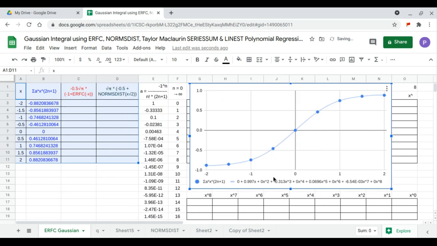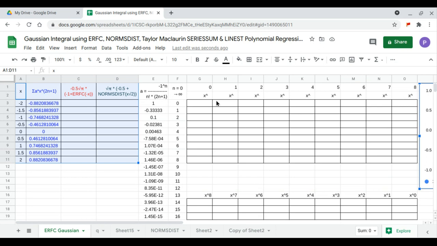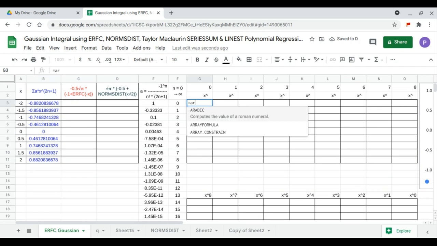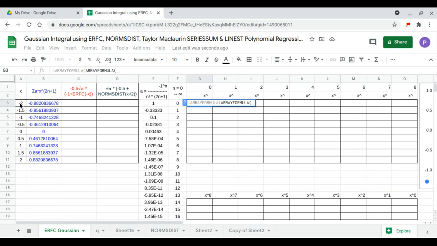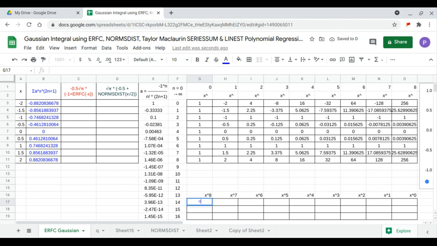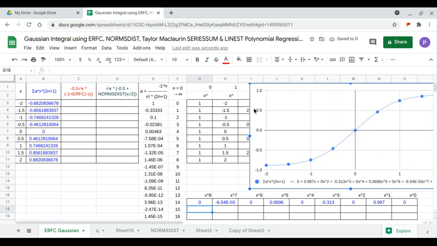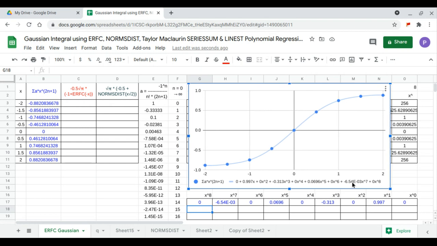We'll calculate these values, polynomial regression coefficients, using LINEST. To do that, we complete the LINEST matrix, which is an array formula of the x values raised to the power 0 to 8. There. Now we can calculate LINEST, data y and data x. Here you have the regression coefficients, the polynomial regression coefficients.